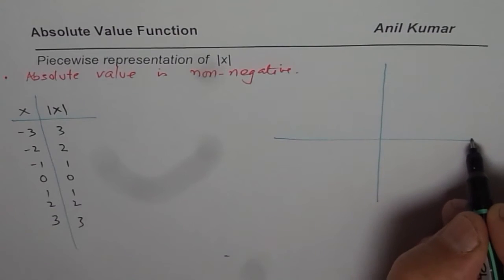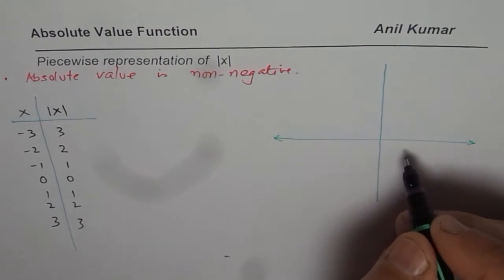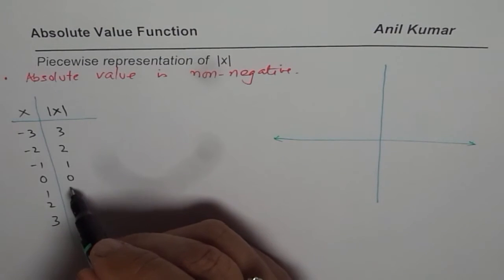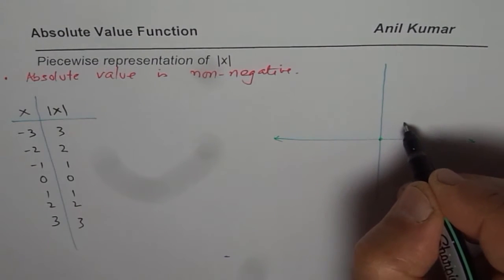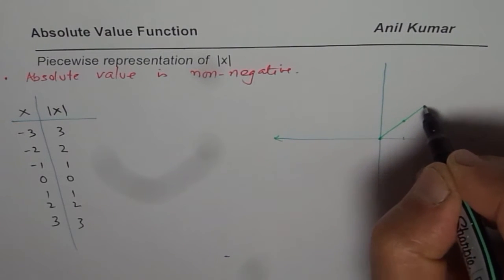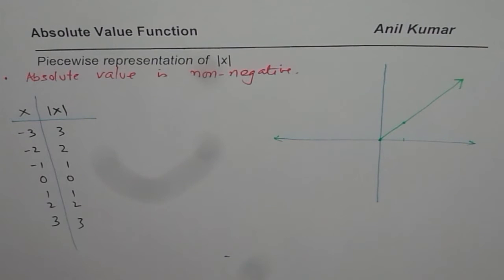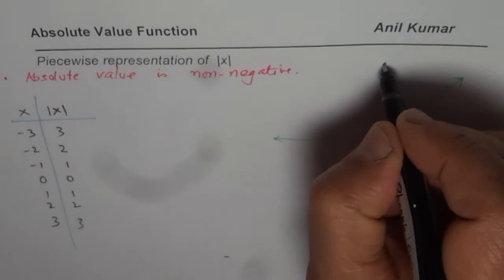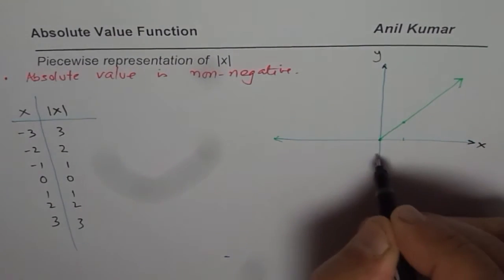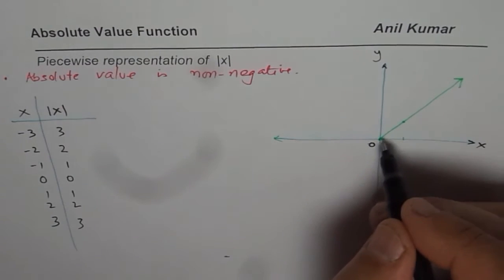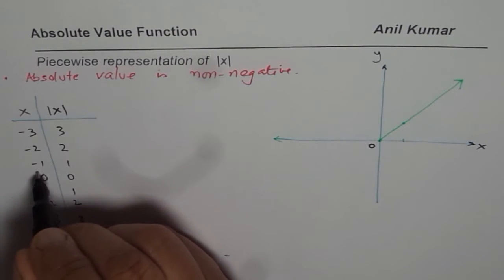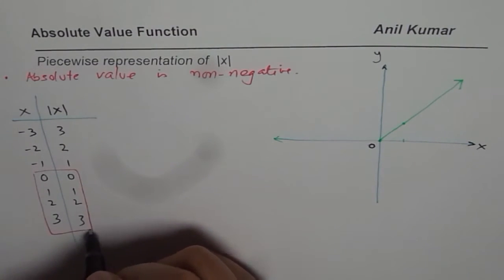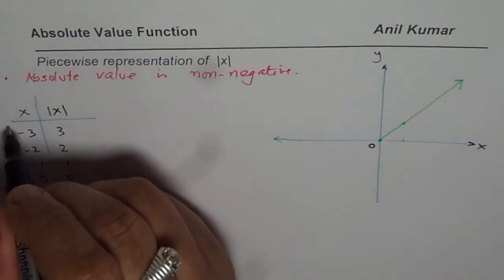So for x values of 1, 2 and 3 we have the same absolute values. For 0 we have 0, and for 1 we have 1. So we get the same line here, right? If we are considering the line on the right side of the y-axis, let us say this is our y-axis, this is the x-axis, here we have 0. Then the line on the right side, as you can see here, is exactly the same. So these values are matching. Do you see that? But what happens to the left side values?